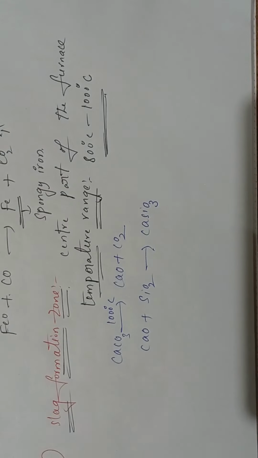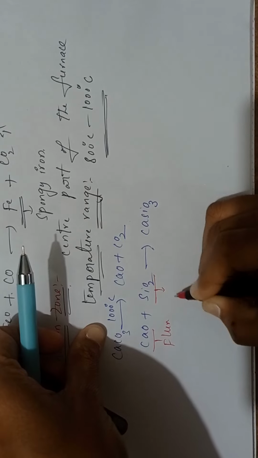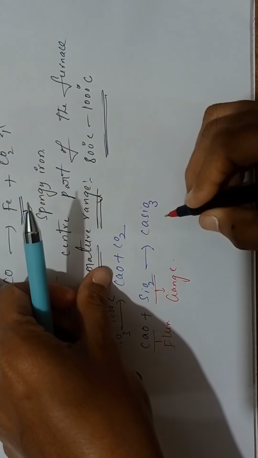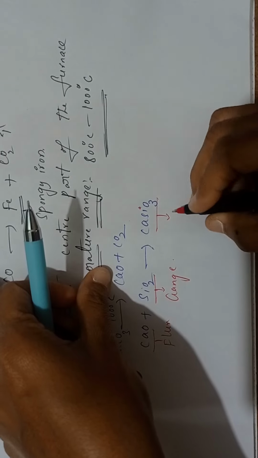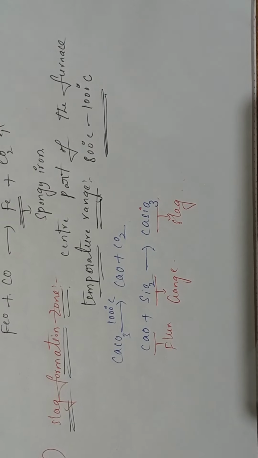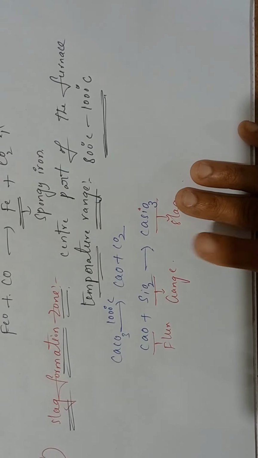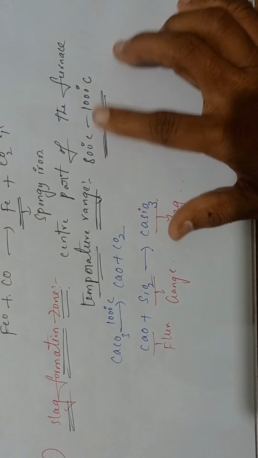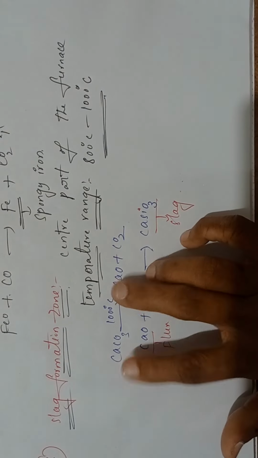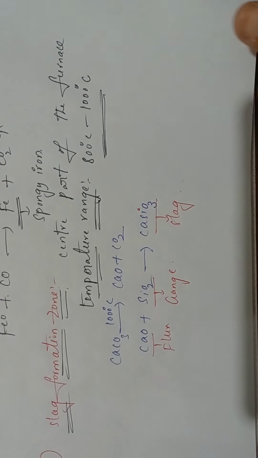So here, which one is which, students? Calcium oxide is acting as a flux, silica is the gangue particle, and CaSiO3 is the slag. These slag particles are lighter weight particles, students. Are you clear? Afterwards we can remove that. So this is the slag formation zone, the center part of the furnace. This is the reaction: limestone is dissociated at 1000 degrees Celsius and slag is formed.